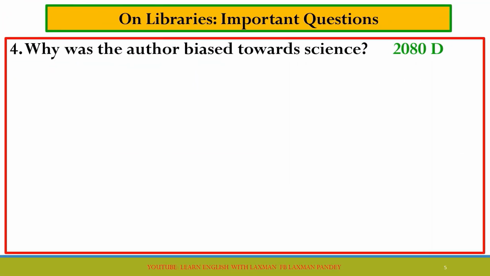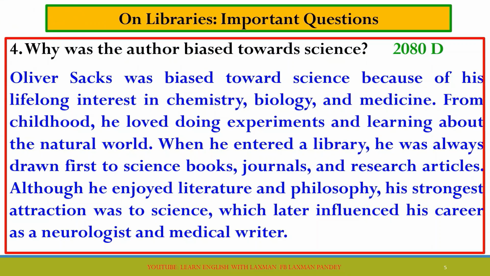Why was the author biased towards science? Oliver Sacks was biased towards science because of his lifelong interest in chemistry, biology, and medicine. From childhood, he loved doing experiments and learning about the natural world.